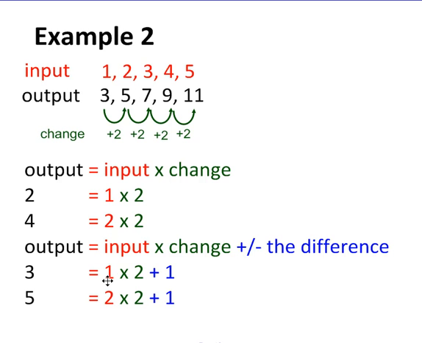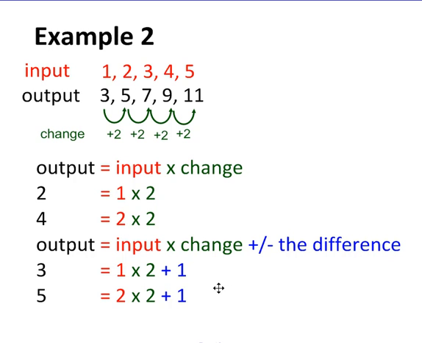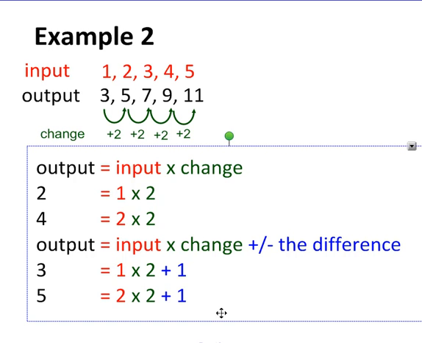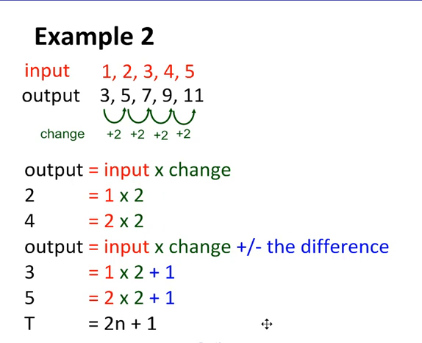So let's try it. 1 times 2, it's the same as there, but I'm adding the difference. 1 times 2 is 2, plus 1 is 3. Yes, it works. 2 times 2 is 4, plus 1 is 5. There it is. Beautiful. So I take the input, times it by the change, and add or minus the difference, depending on what is happening with those numbers.